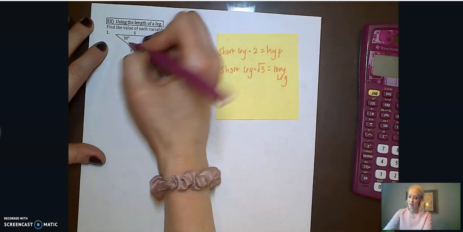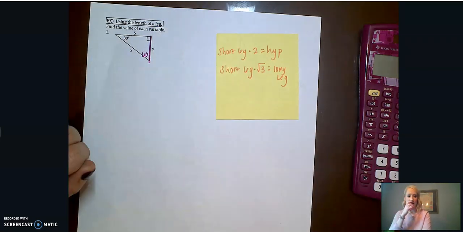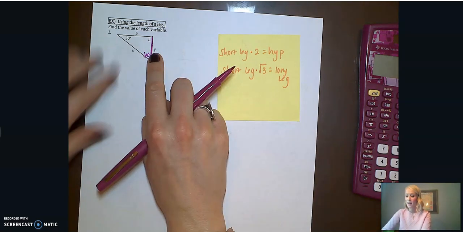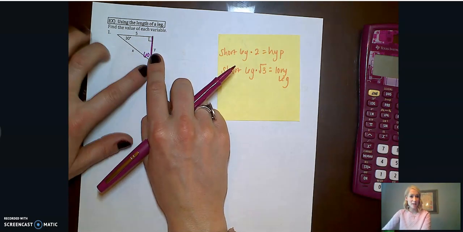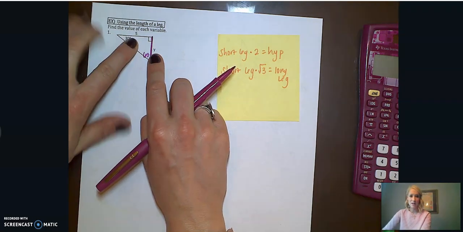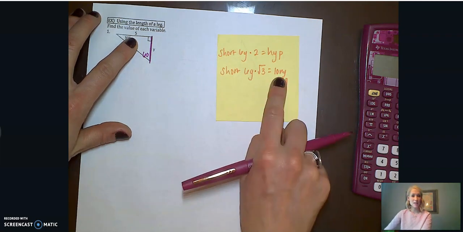It is. Across from the 30, this is the short leg. Okay, so kind of keep that in mind as you start. I need to find the short leg first if I don't have it. So I've got to find the short leg. This time, though, instead of giving me the hypotenuse, they're giving me the long leg, 5. So I look for the shortcut that uses long leg, and that's this second one here.